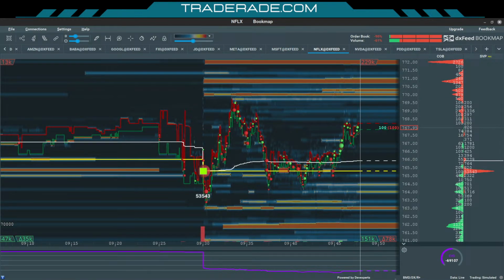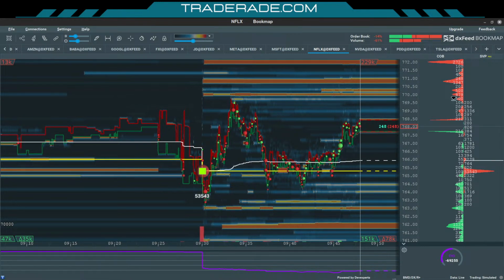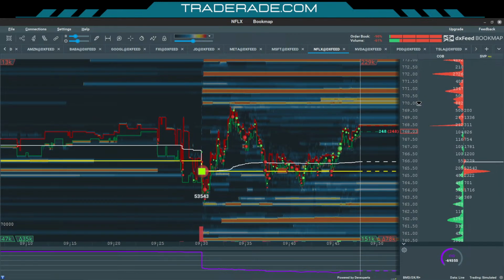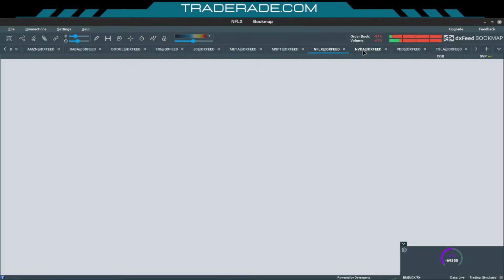Netflix just sort of consolidating here, but finding support around that point of control, and now moving up above it, and VWAP starting to look more constructive, and we're starting to see a little bit more liquidity building above as well, which is generally constructive.